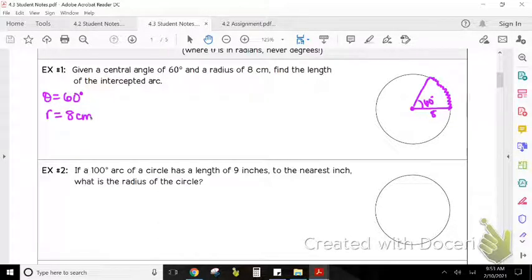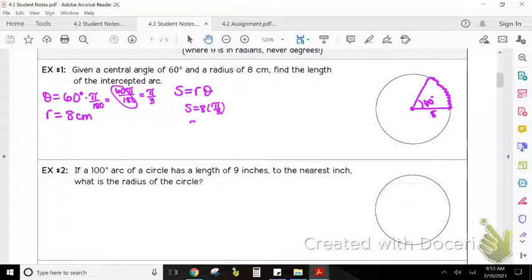centimeters. And so we know that our arc length is equal to r times theta, but theta has to be in radians, so I'm going to have to convert this. Remember to convert, we just multiply by pi over 180. So we have 60 pi over 180, and we reduce our numbers here. 60 over 180 is 1/3, so we get pi over 3. When we go to plug this in now, our arc length is equal to 8 times pi over 3.